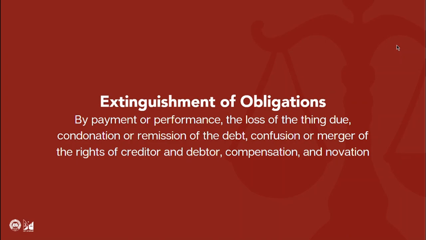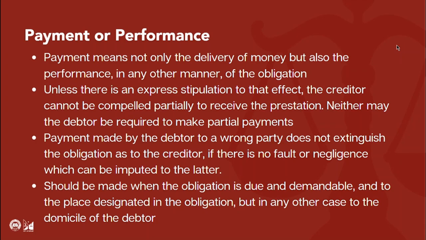Lastly, we have the extinguishment of obligations, which are by payment or performance, the loss of the thing due, condonation or remission of the debt, confusion or merger of the rights of the debtor and creditor, and compensation and novation. Under payment or performance, payment means not only the delivery of money, but also the performance in any other manner of the obligation. Unless there is an express stipulation to that effect, the creditor cannot be compelled partially to receive the prestation, neither may the debtor be required to make partial payments.